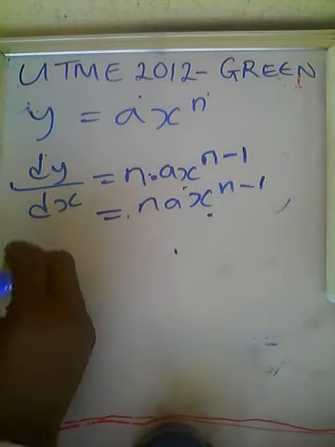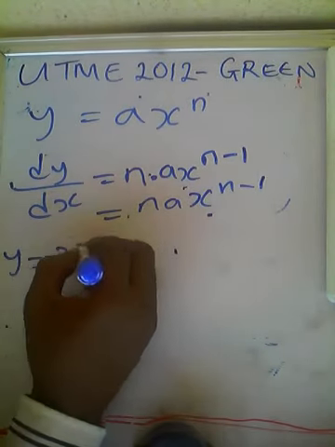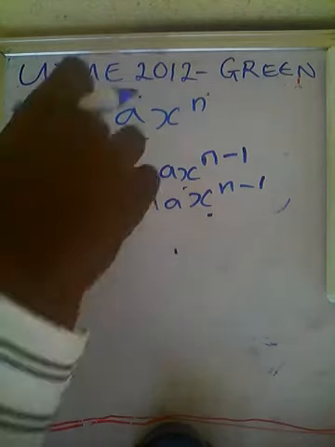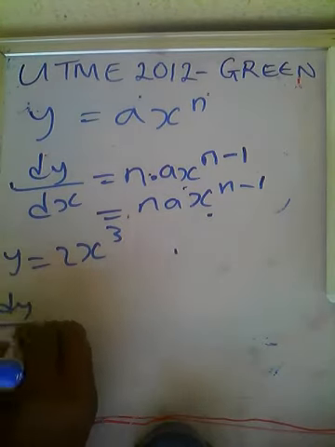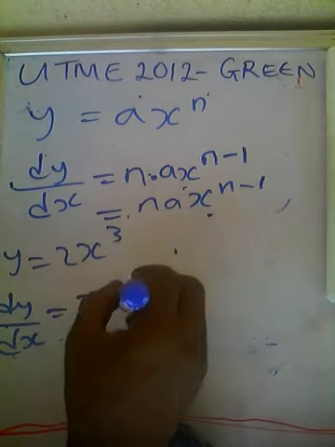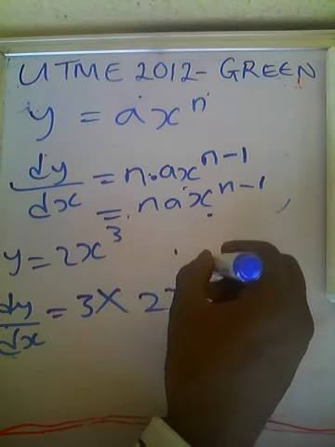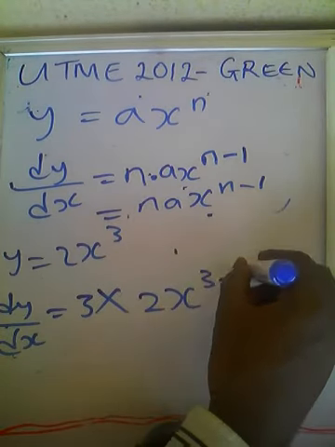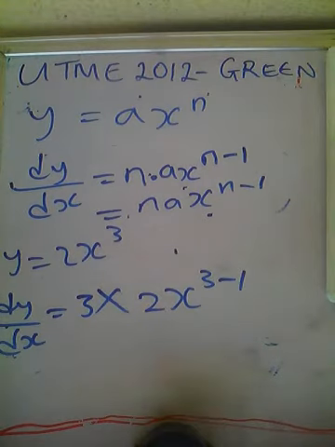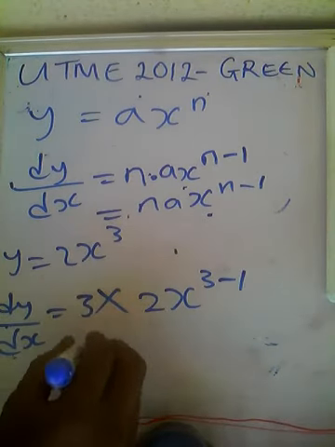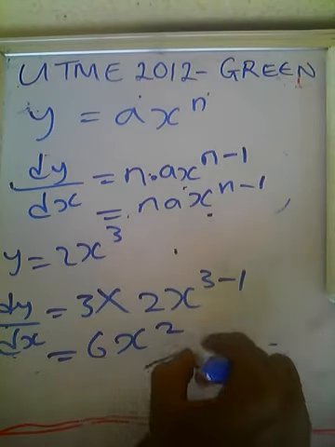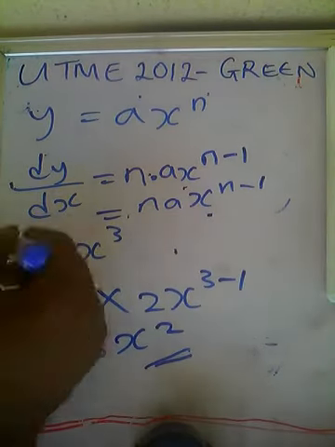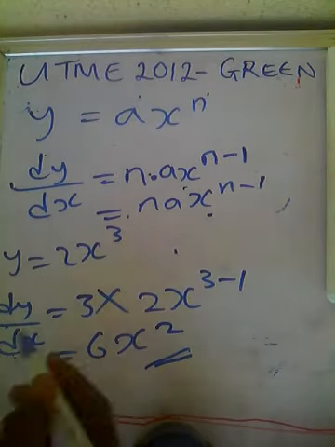So for instance, when we have y equals 2x cubed, you can easily see that the power of x here is 3. Then the dy/dx now will be equal to, this 3 will come forward to multiply the function. That is 3 times 2x to power 3. Now subtract 1 from the power. Can you see that? Then we have 3 times 2, which is what? 6. x to power 3 minus 1 is what? 2. So you can easily see that the derivative of y equals 2x cubed becomes 6x squared.